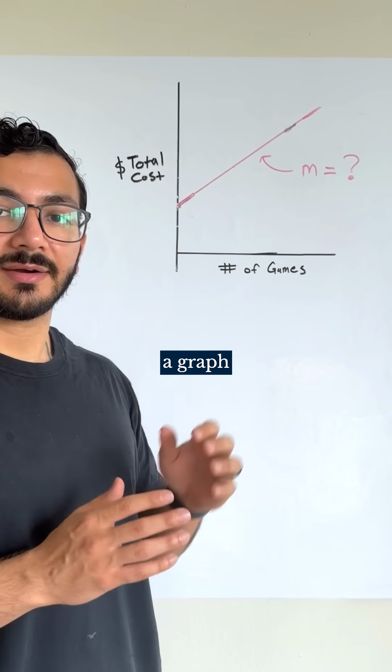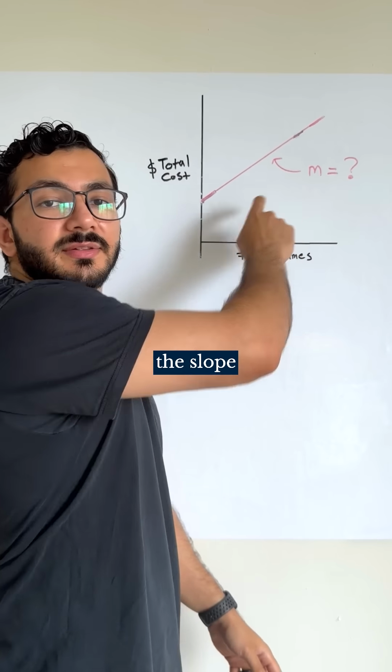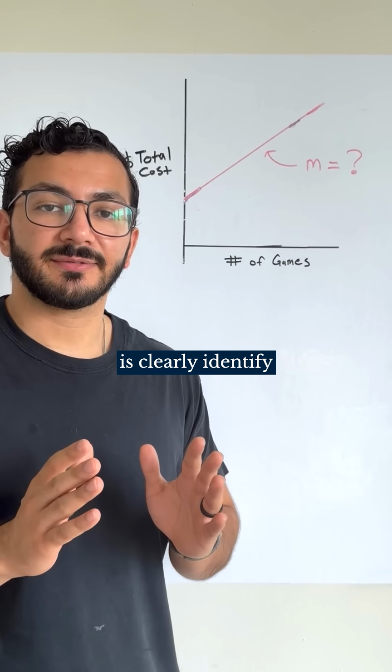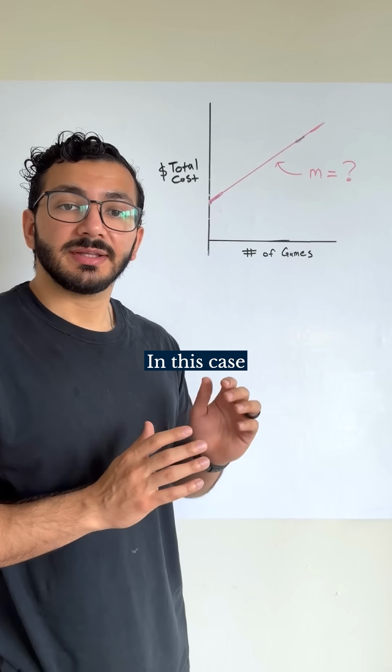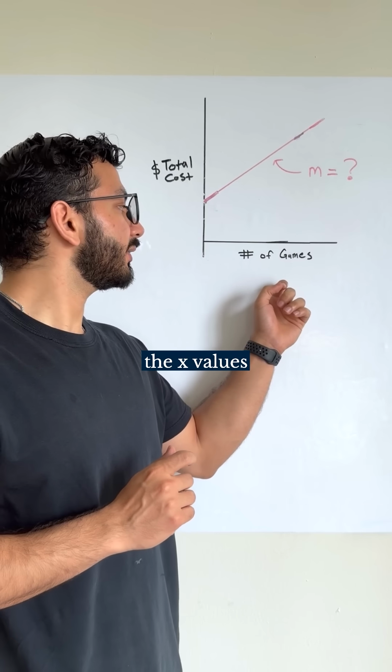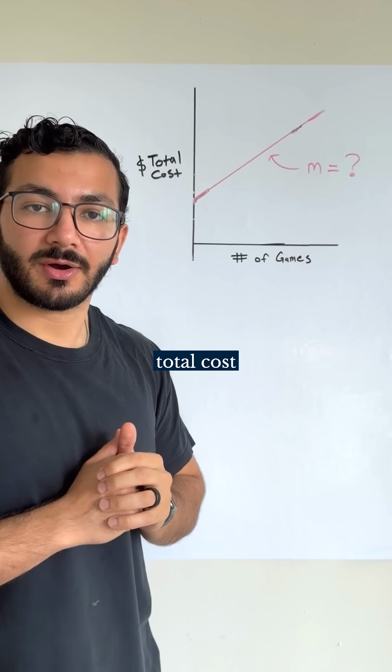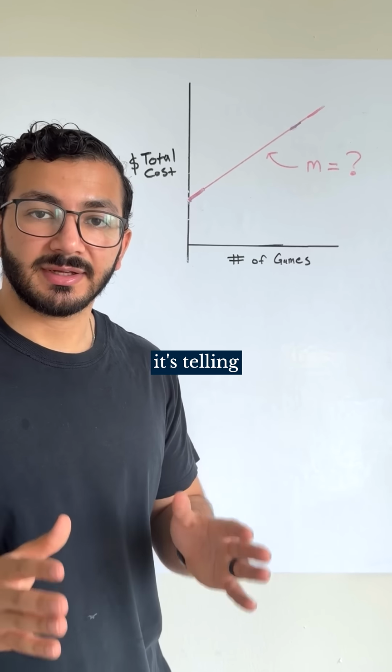Here we can see a graph, and it's asking us, what does the slope represent? The first thing that I'm going to do here is clearly identify what are x and y. In this case, we can see that the x values are the number of games and the y values are the total cost. So this graph isn't just math, it's telling a story.